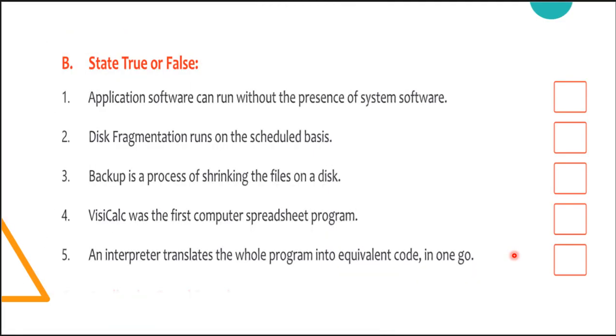Next we have true or false. Application software can run without the presence of system software? No, because application software is totally dependent on system software. Next, disk fragmentation runs on a schedule basis. So it's true. Just now I told you that we can schedule our disk fragmentation or defragmentation process also.